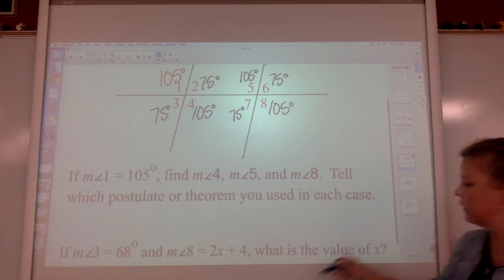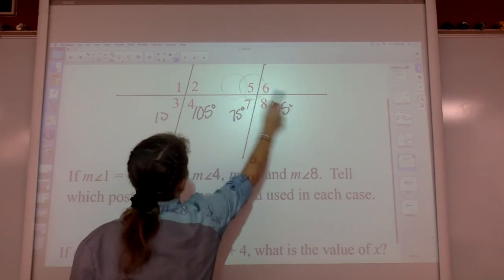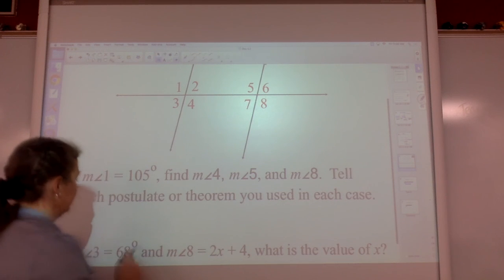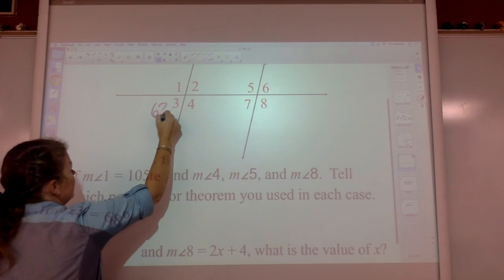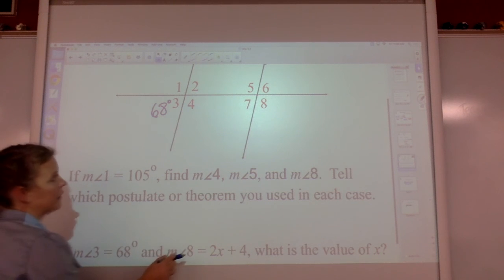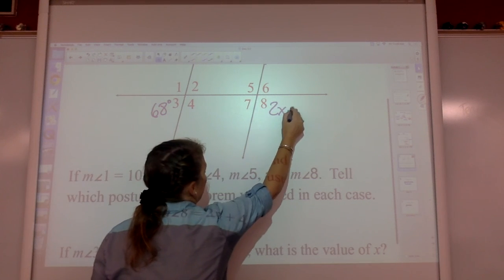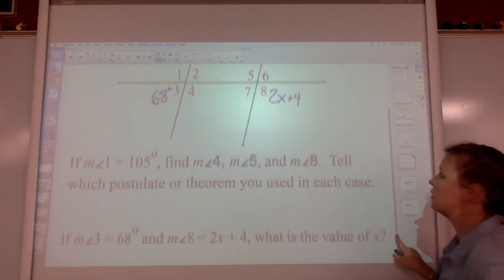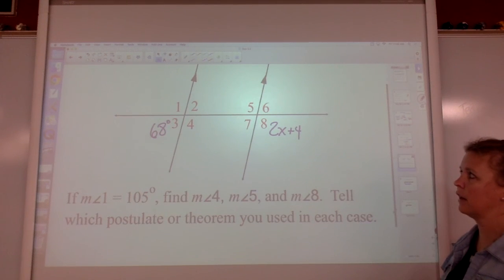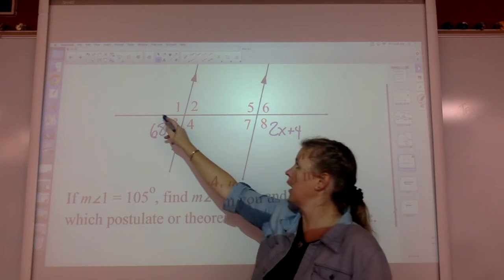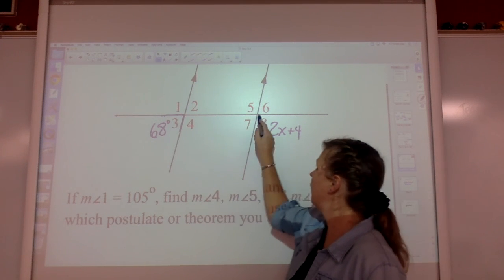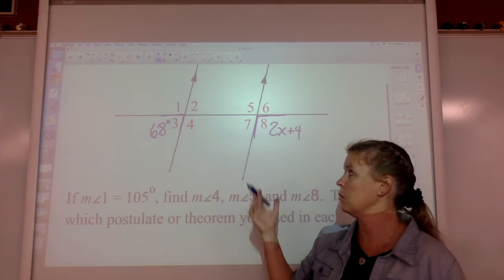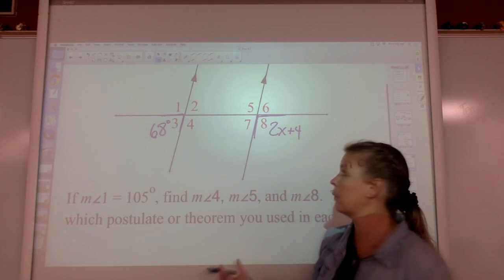If the measure of angle 3, same diagram but new information, has nothing to do with the 105 and all of that. If the measure of angle 3 is 68 degrees, and the measure of angle 8 is 2x plus 4, what is the value of x? Again, we don't have same side exterior angles, but you can tell by looking at them that this is acute and this is obtuse. And again, we don't normally go by looks, but we do when we have a pair of parallel lines because there's no other way to cut it.